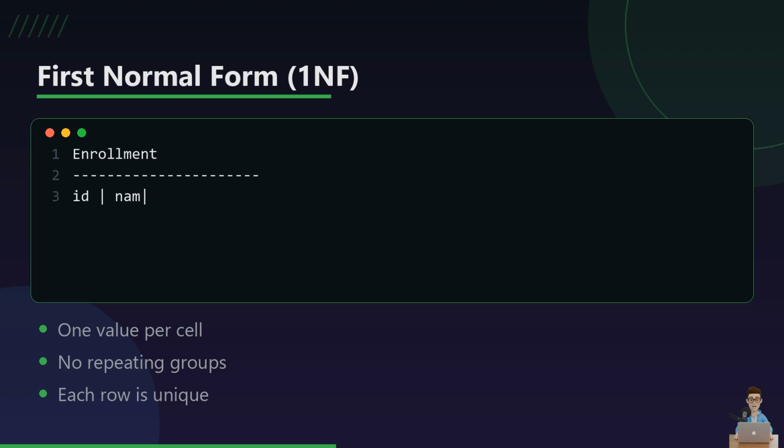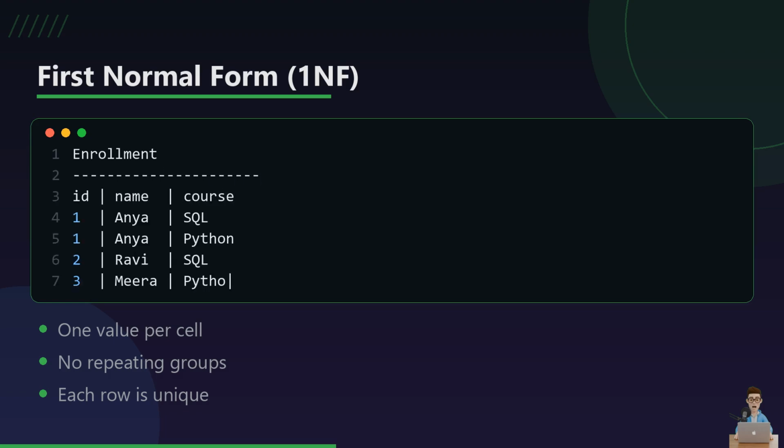First normal form has one simple rule, no cell holds a list. So we split Anya's SQL and Python into two separate rows instead of cramming them together. It is like giving each item its own line on a receipt instead of writing them all in one box. In short, 1NF means one value per cell, always.